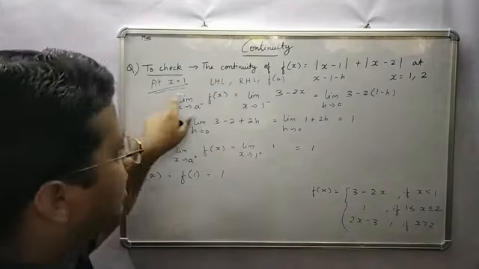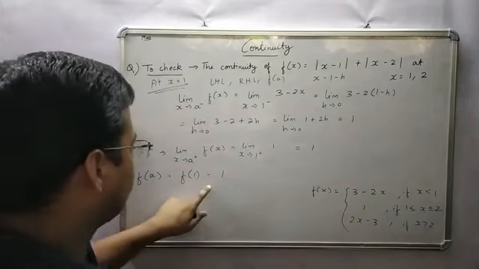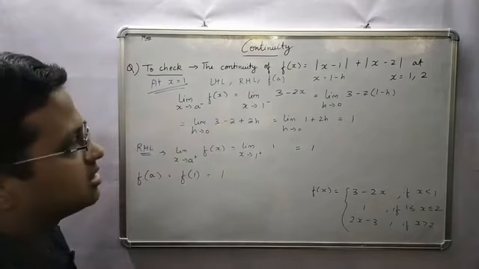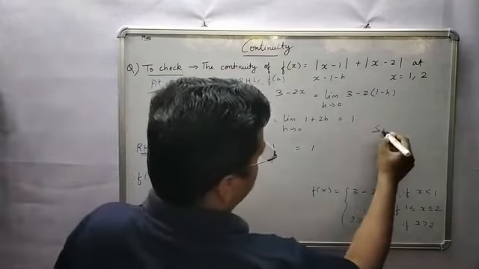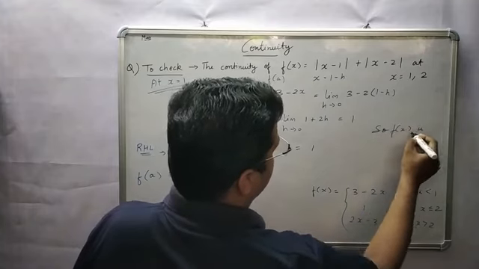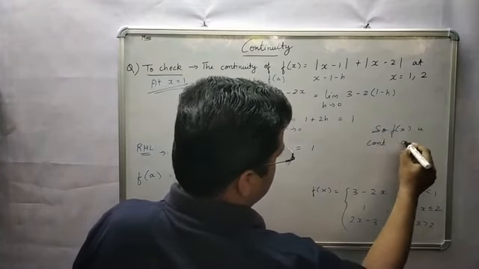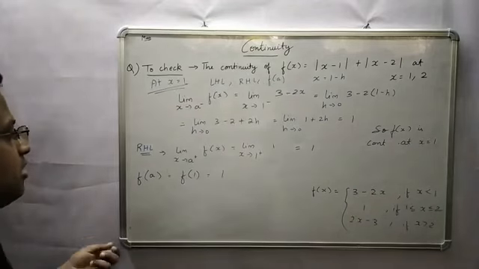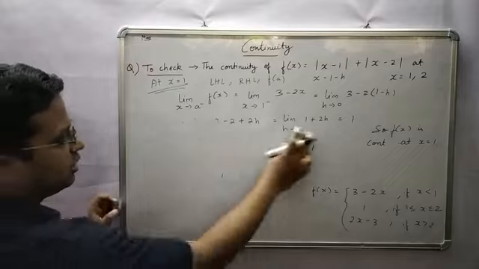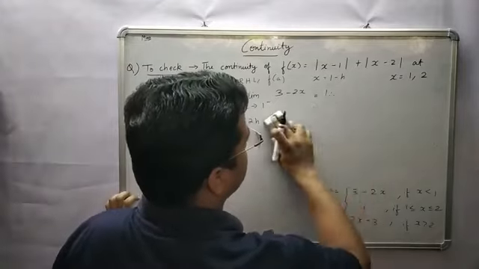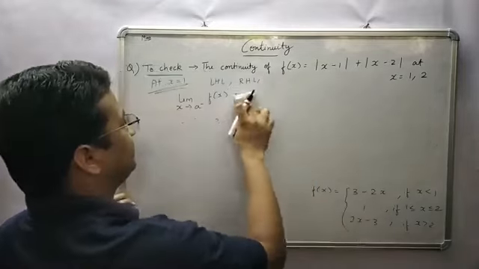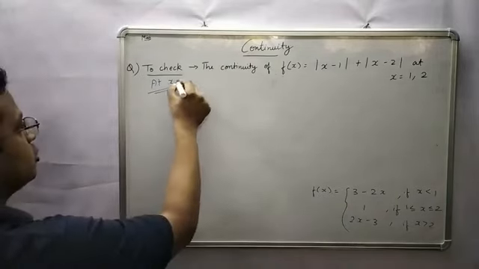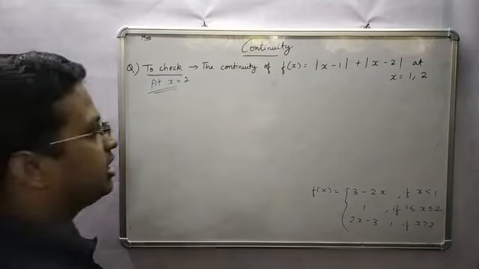So here you can see that LHL is equal to RHL is equal to f of a. So the function is continuous at x is equal to 1. So f of x is continuous at x is equal to 1. Similarly, let us follow the same procedure for x is equal to 2. And as you can guess, it will also be continuous. So at x is equal to 2, now our a is 2.